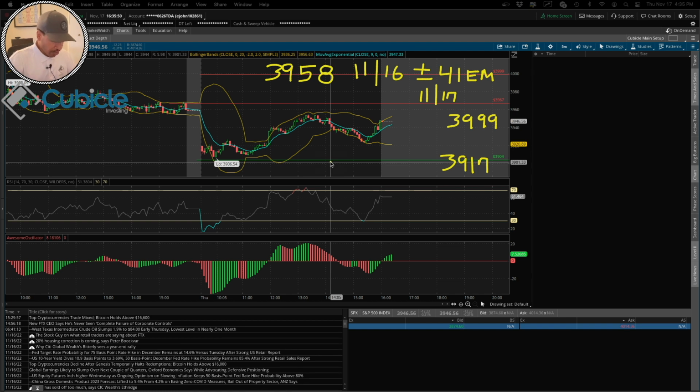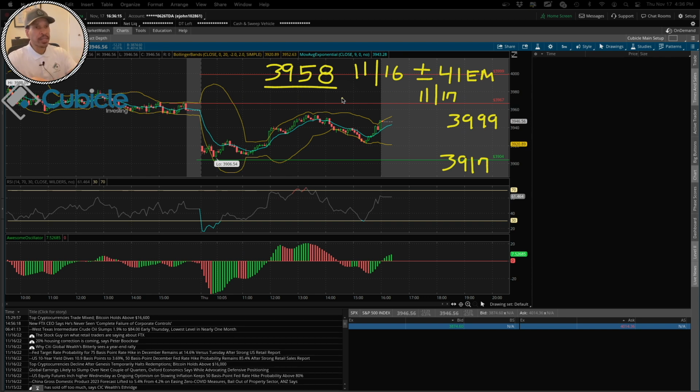So let me just start off by saying when the market closed yesterday, November the 16th, the closing price was $39.58. Now, if you guys have been watching my videos, you know that one of the first things I look at before I put on a trade is the previous day's closing price. And then I look at today, November 17th.